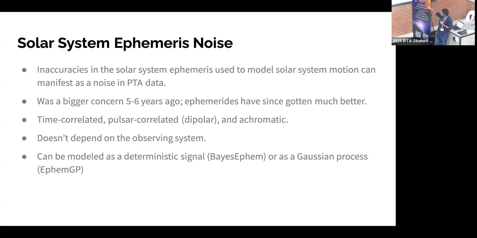So it can either be modeled as a deterministic signal or as a Gaussian process, depending on circumstances. But fortunately, our solar system ephemerides have gotten much better as compared to say 5 or 6 years ago. So now this is much less of an issue.